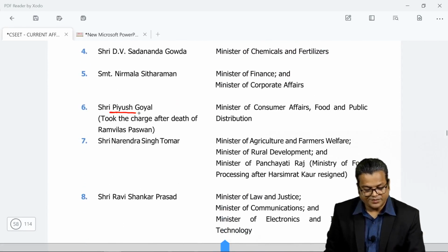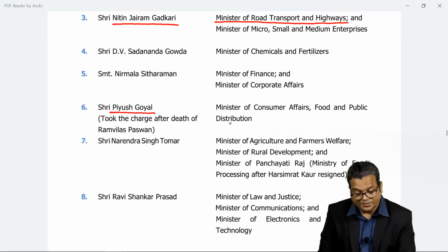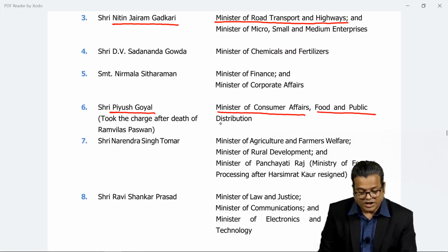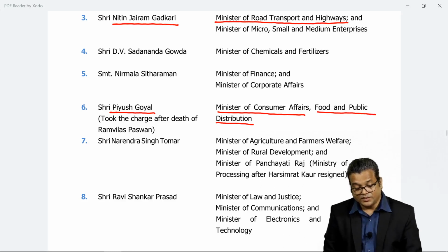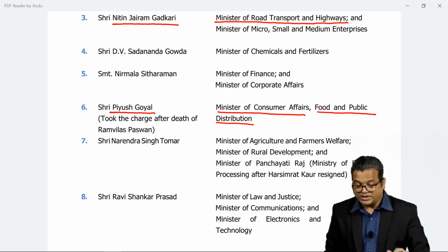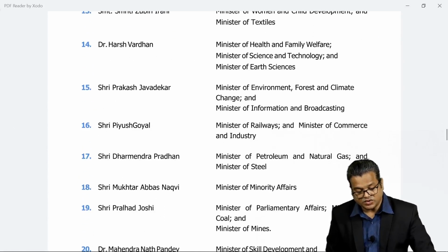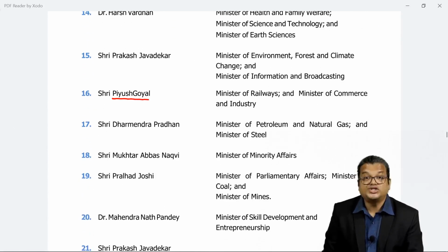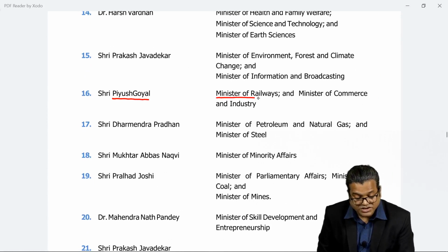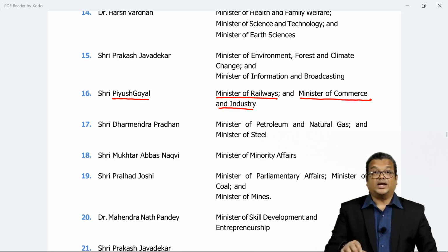Look over here. Mr. Piyush Goyal, Minister of Consumer Affairs, Food and Public Distribution. That's the first thing that you see. Other than that, you can also see over here, Shri Piyush Goyal ji is in charge of the Ministry of Railways and what? Ministry of Commerce and Industry.